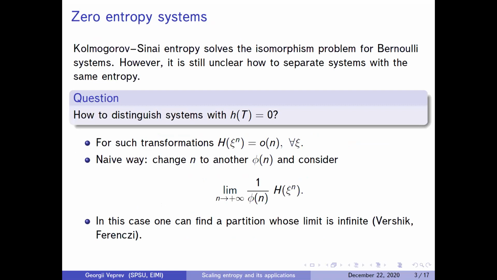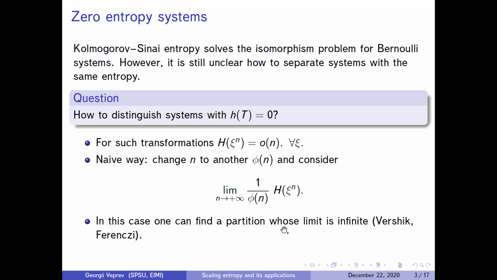And even in the extreme case when this entropy is zero, what we have in this case, by the very definition, is that for any finite partition this function H grows sublinearly. And then the naive way could be the following. Let us just change this n by some sublinear function phi, and let's look for the limit here. Unfortunately, this approach instantly fails because we can always find a partition whose limit here is infinite. So we don't even have boundedness of this sequence.